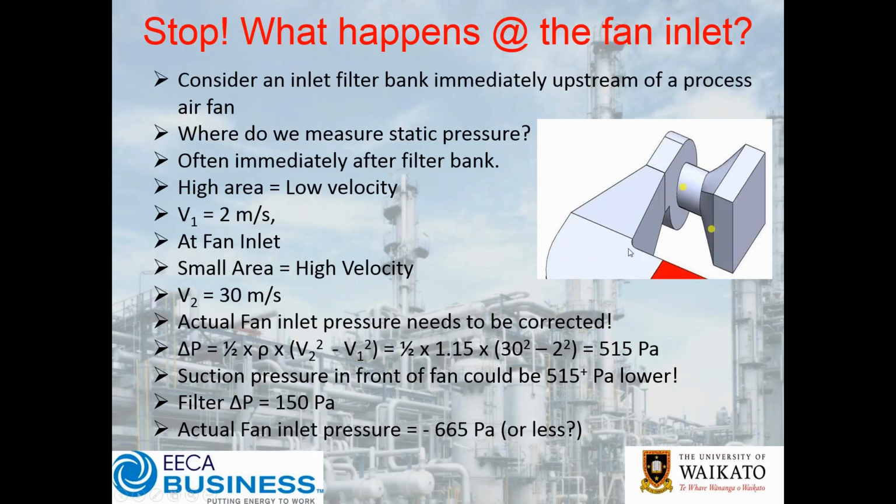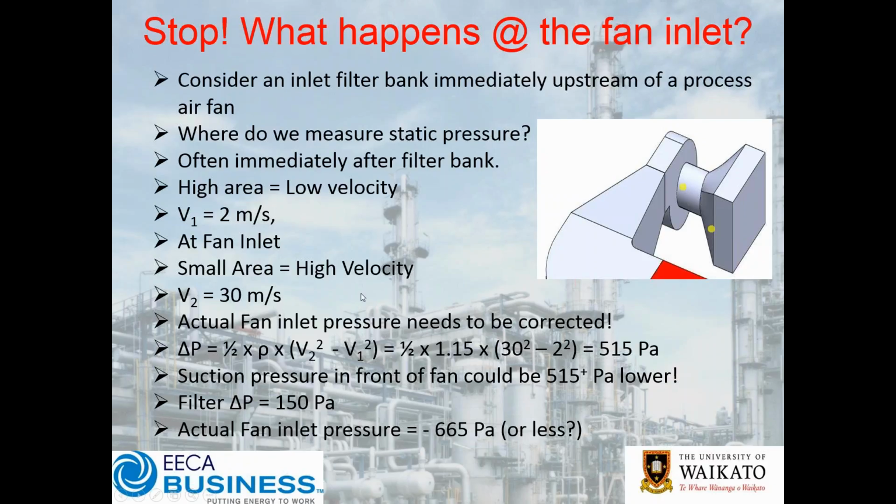Well, what we need to look at is what's happening to the dynamic pressure in the air. If we take point 1 here, just after the filter bank, we might have a 2 meter a second velocity. So at that filter bank, relatively low velocity, high area. Whereas at the fan inlet, it's going to be a small area, high velocity. So velocity at this point here, number 2, might be say 30 meters a second.